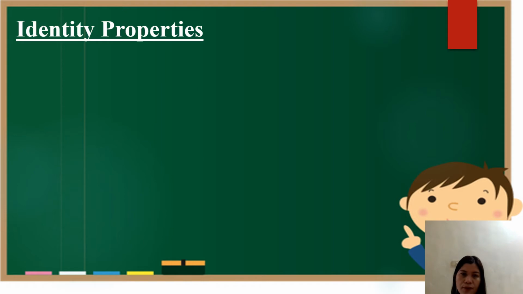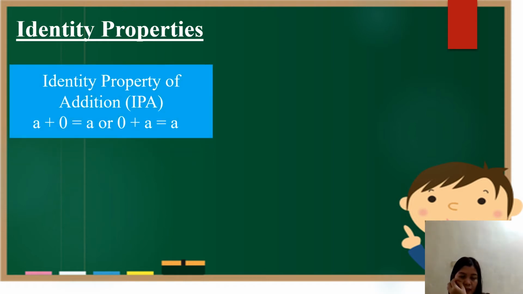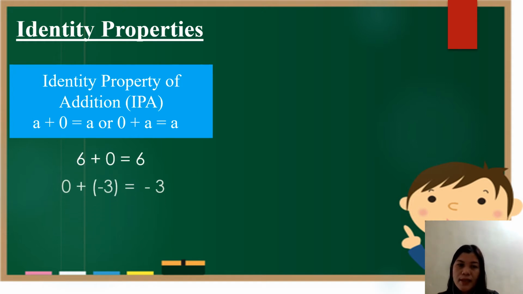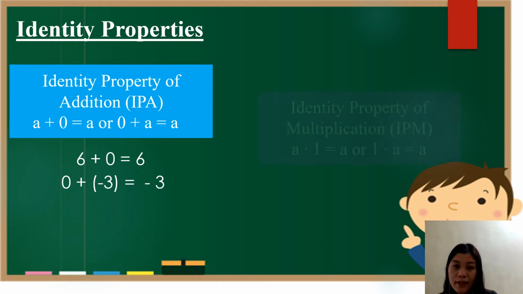So let's have another one. Identity properties. For the identity property of addition, let's have our IPA: a plus 0. If you add any number to 0, the answer is the number. So you have there, 6 plus 0 is 6. Then 0 plus negative 3 is negative 3.